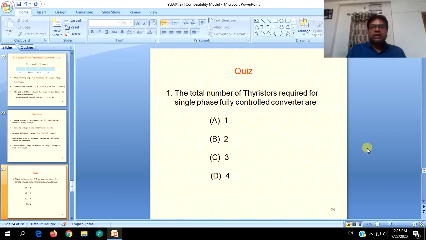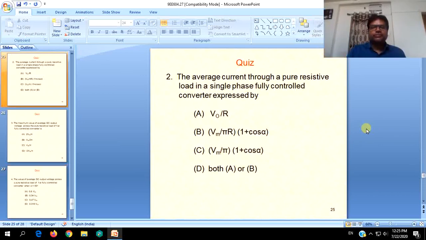The total number of thyristors or SCRs required for a single phase fully controlled converter. Fully controlled means all controllable devices. It is 1, 2, 3 or 4. According to our discussions, for bridge configuration it is 4. If it is a center tapped or midpoint configuration, it will be 2. It is not mentioned over here, so take it as a bridge. So the answer is 4. 2 may also be correct if the circuit is midpoint.